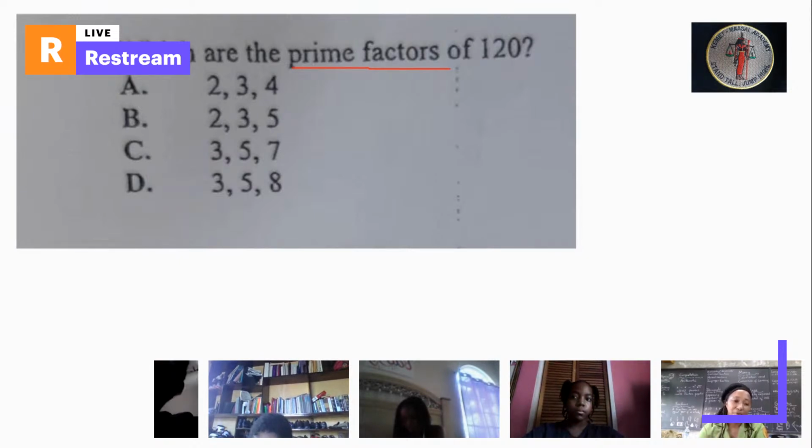All right. And what are prime numbers? Miss, prime numbers are numbers that only have 2 factors, Miss, itself and 1. All right. So even though there are other factors of 120, we want only those factors that are prime. So you are correct, it is 2, 3, and 5. That is B. 4 can go into 120, but 4 is not prime. And 8 can go into 120, but 8 is not prime. So we couldn't use those.